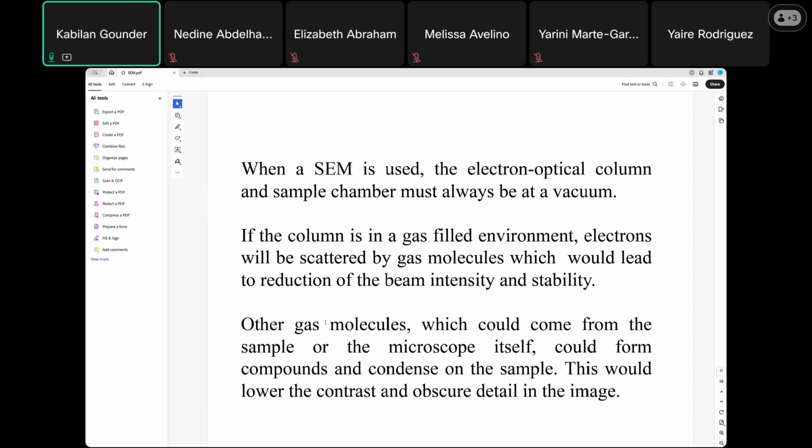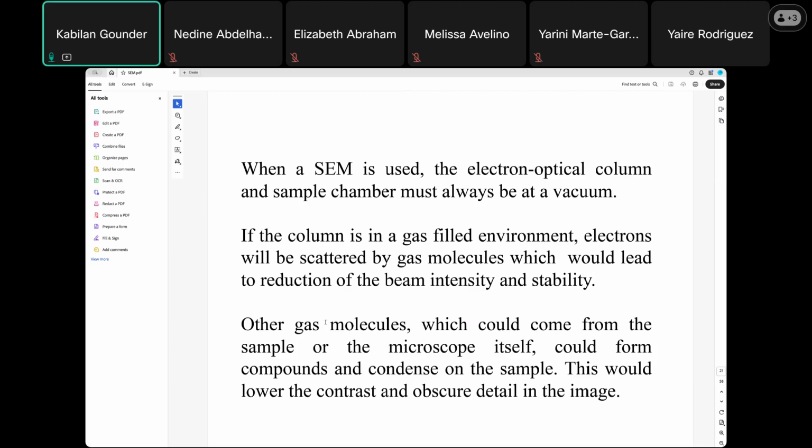When a scanning electron microscope is used, the electron optical column and the sample chamber must always be under vacuum. If the column is in a gas-filled environment, the electrons will be scattered by gas molecules, which would lead to a reduction of the beam intensity and stability. So it is very important to use vacuum.